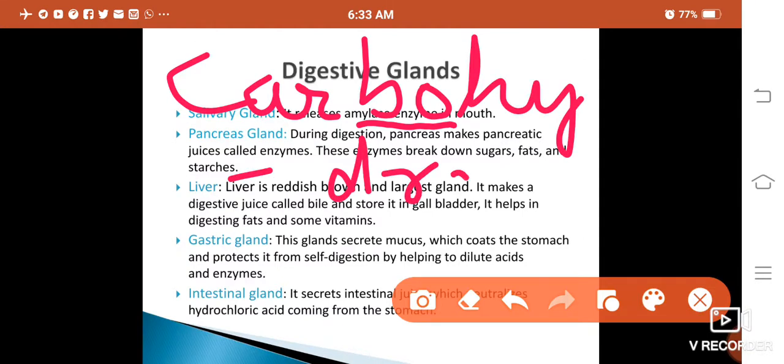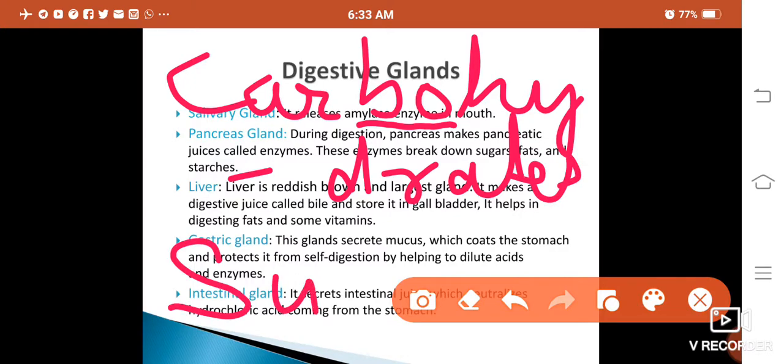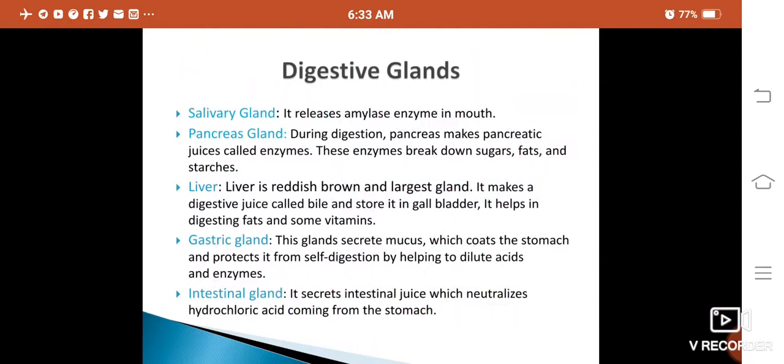It breaks down carbohydrates into sugar. This amylase enzyme breaks down this complex food, that is carbohydrates, which are polysaccharides, into a simpler form, that is sugar. Sugar is the simplest form.